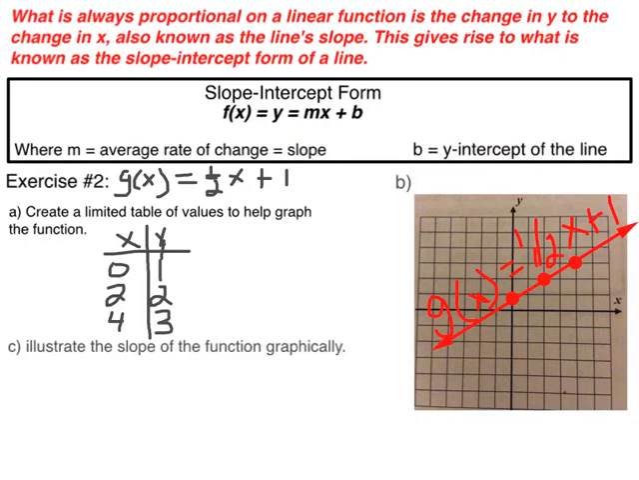And I'm going to show you that in yellow real quick. So my slope goes up 1 over 2. That's what B says. Illustrate the slope of the function graphically. So I wanted to just show you what that slope looked like.